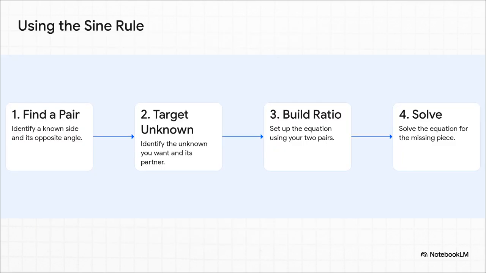So, how do we actually put this thing to work? It's really just a simple four-step recipe. First, you look at your triangle and you find a complete pair that you already know, a side and its opposite angle. Easy. Second, you figure out which piece you want to find and you look at its opposite partner. Third, you set up the equation using just those two pairs. And finally, step 4, you just solve for the missing piece.